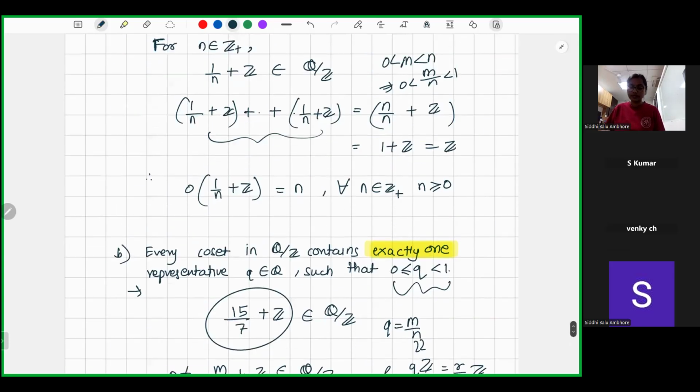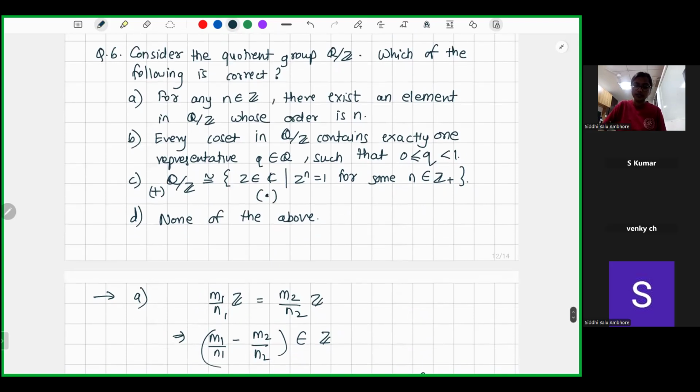Is this okay? So the correct answers are all these three. A is correct, B is correct, and C is correct. I'm marking this as star since we didn't prove it. And understand that this multiplicative group you can also write as C star. It won't affect much. And here n is in Z plus.